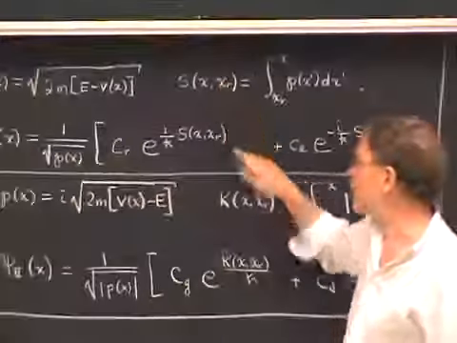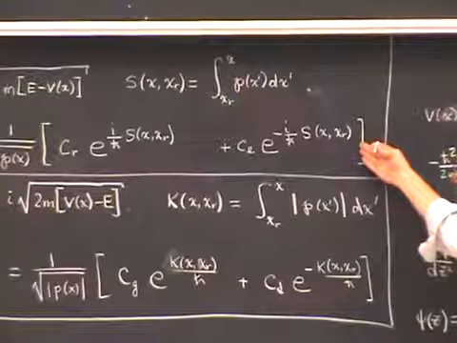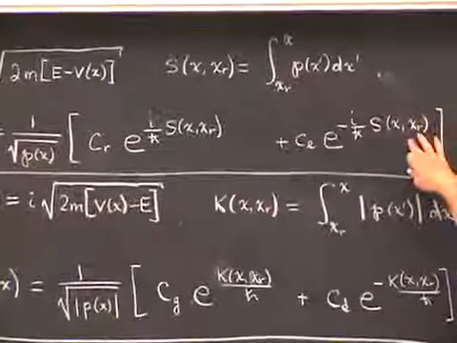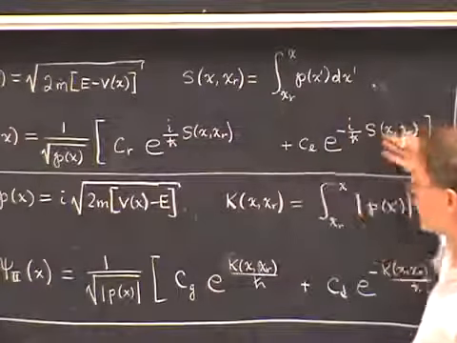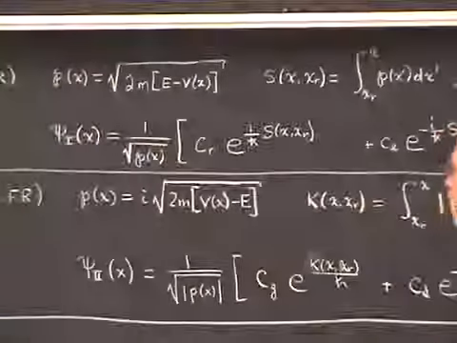In any case, using a linear combination of the forward and backward, or right and left going solutions, e to the i S over h bar and e to the minus i S over h bar, with coefficients C right and C left, this gives us a general linear combination in the classically allowed region.